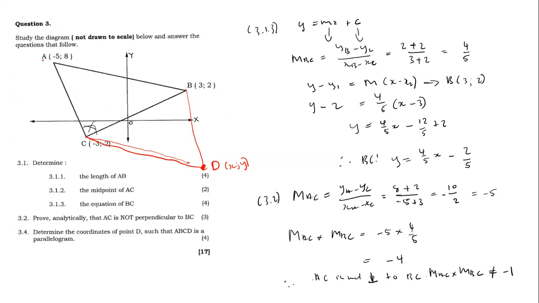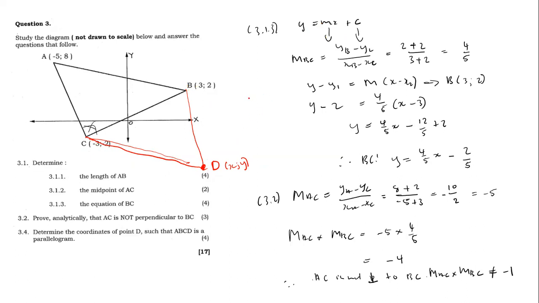How? You can determine the gradient of AB. After determining the gradient of AB, remember this is a parallelogram. That means this side and this side are parallel. Therefore, they have the same gradients. So you're going to perform the same thing again. This gradient and this point will help you to determine the equation of CD. And therefore, the equation of DB and the equation of CD intersect at this point. You equate them to solve for X and Y. Okay, you can do that.